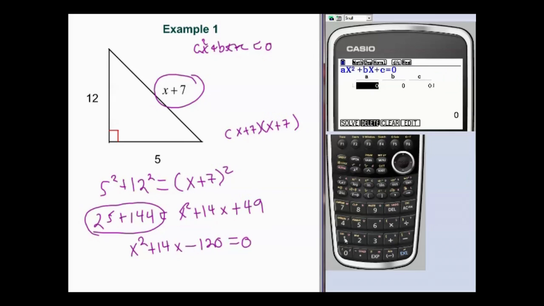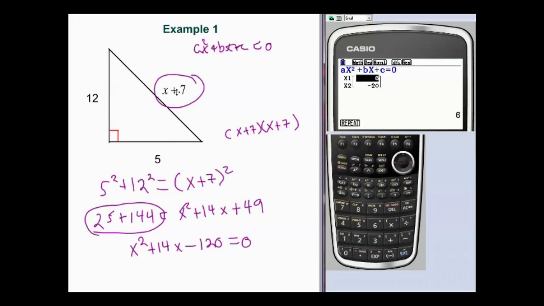I have a coefficient of 1 for my a, 14 for my b, and negative 120 for my c. Hit the solve button. And we have x is equal to 6 and x is equal to negative 20. Well, quadratics often give you two solutions, and one is going to be extraneous right here.